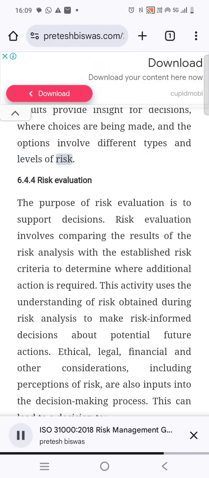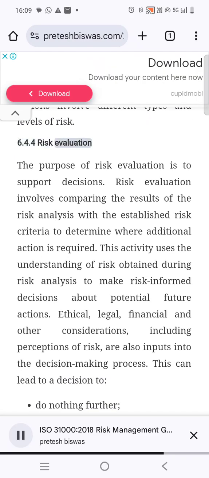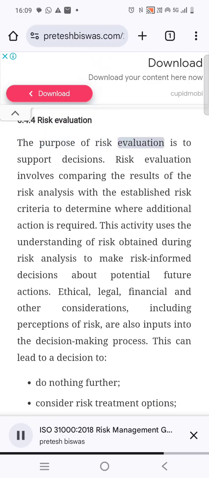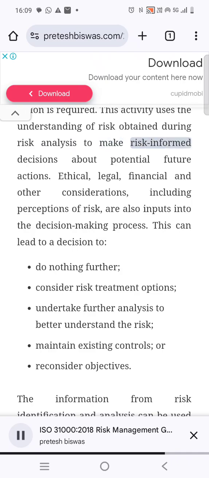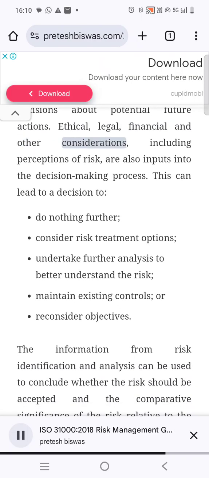6.4.4 Risk Evaluation. The purpose of risk evaluation is to support decisions. Risk evaluation involves comparing the results of the risk analysis with the established risk criteria to determine where additional action is required. This activity uses the understanding of risk obtained during risk analysis to make risk-informed decisions about potential future actions. Ethical, legal, financial, and other considerations, including perceptions of risk, are also inputs into the decision-making process.